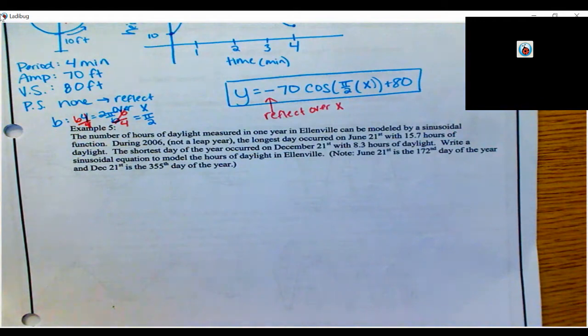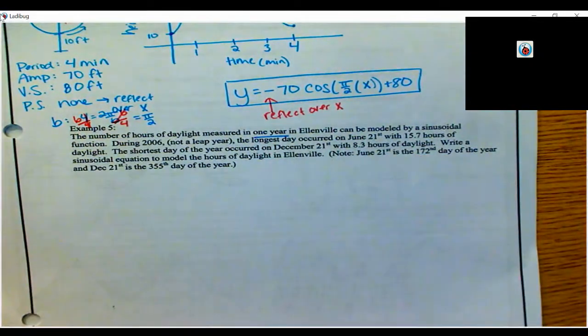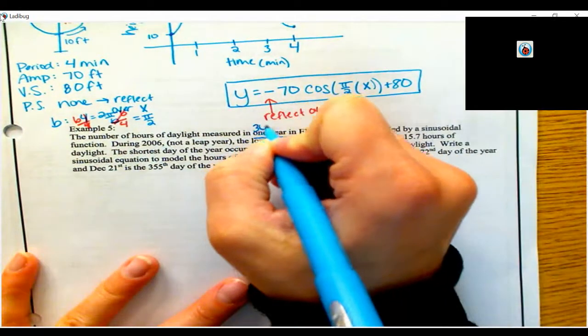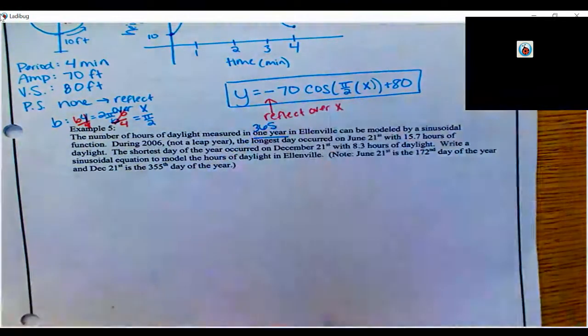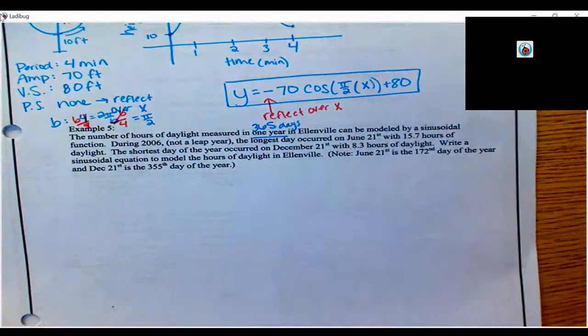Over how many days? What's the first sentence say? The number of hours of daylight measured in 1 year, which is how many days? 365 days. Yep. So that's important. You got to make sure your units are consistent. So if they start in years, but then they're giving you things in days, you got to convert one to the other. It's easier to convert to days.